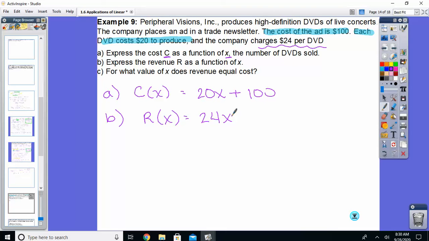Do we have any lump sum payments coming in or anything like that? No, there's no mention of that, so there's no y-intercept here. It's just a 0. So our revenue is just 24x.